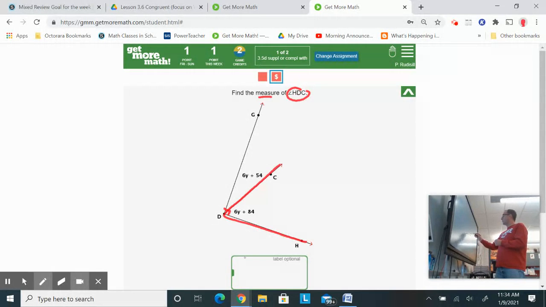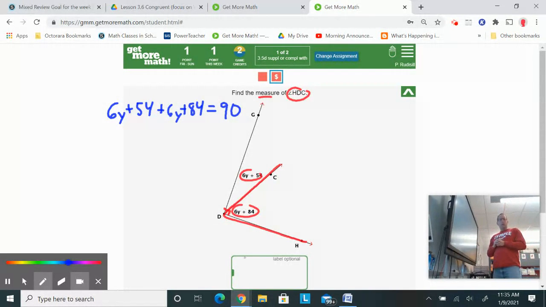HDC is the bottom or the right smaller angle, which is 6y plus 84. So I've got to figure out what y is in order to find out the measure. So like we did in the last problem, we're going to set up an equation, but this time the two angle measurements, the 6y plus 84 and the 6y plus 54, have to add up to be 90 degrees. Because here we have complementary angles. They form a right angle. Let me set up the equation.